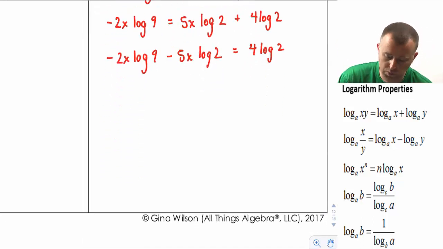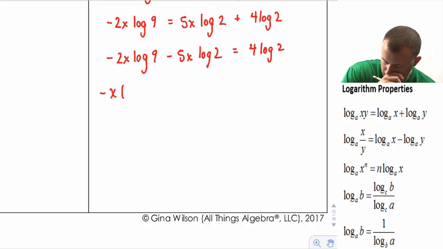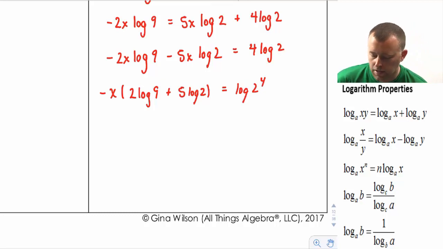So now we're going to start using some properties and some factoring here. I'm going to pull out a negative x. It makes it look a little easier at this point. I can divide by negative 1 when I'm done, but this is going to be now just 2 log 9 plus 5 log 2. On the right hand side, I'm going to go ahead and write this as the log of 2 to the 4th, just so you can see that.